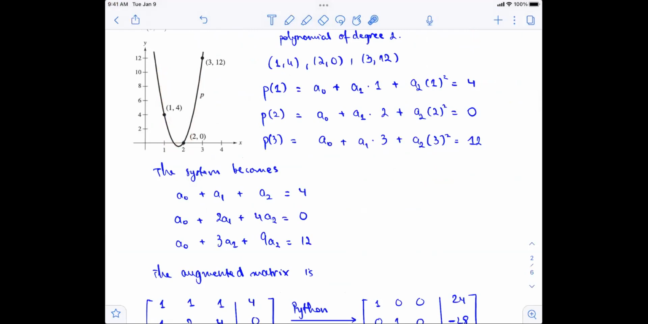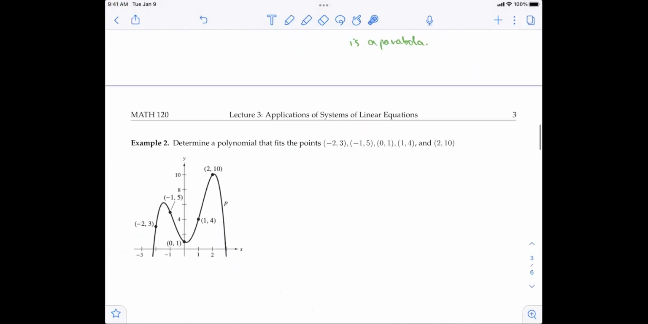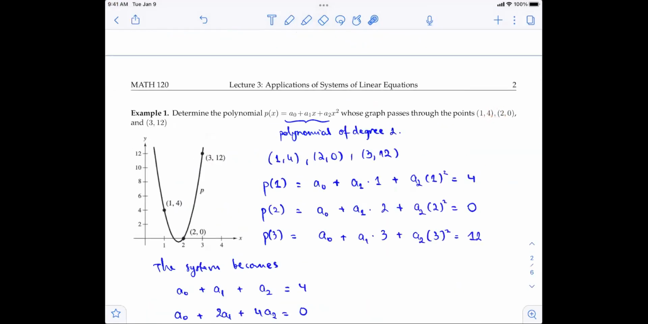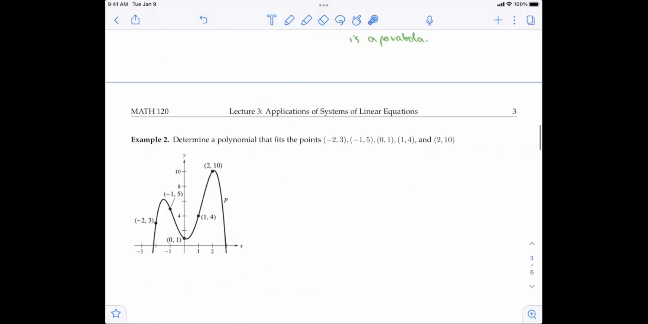Let's move on to the next example. Now, in the next example, you have 5 points. So therefore, you need to use a polynomial function of degree 4 to fit 5 points, right? So again, when you have n points, a polynomial function of degree n minus 1 needs to be used. In the last example, you have 3 points, so you need a polynomial of degree 2 to fit these 3 points. And in this case, you have 5 points, so you need a polynomial function of degree 4.